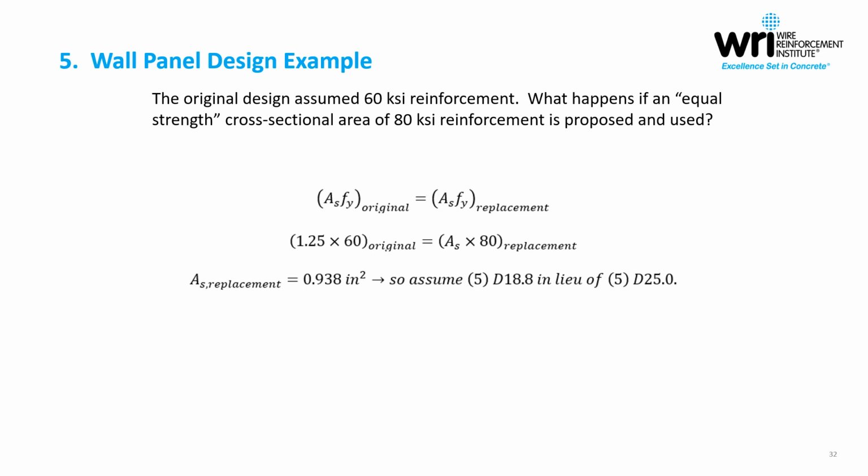Now let's look at the effect of a value engineering, a VE substitution, based on maintaining an equal strength of the reinforcement. As we discussed, the original design assumed 60 KSI reinforcement. But what happens if we use an equal strength cross-sectional area of 80 KSI reinforcement? So we set up this equality, which should be fairly simple. On the left, we have 1.25 square inches of 60 KSI steel. We're solving for the area of steel of 80 KSI reinforcement. We see that the replacement steel area would be 0.938. So instead of 5 D25s, that would be equivalent to 5 D18.8s.